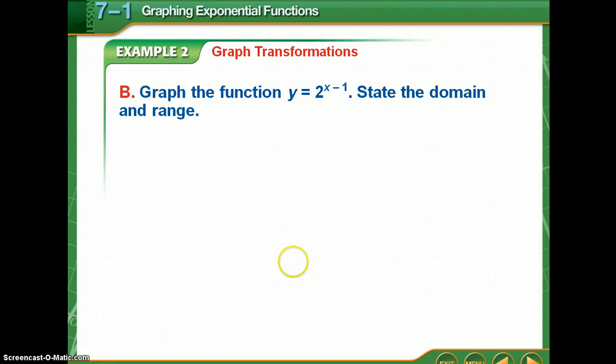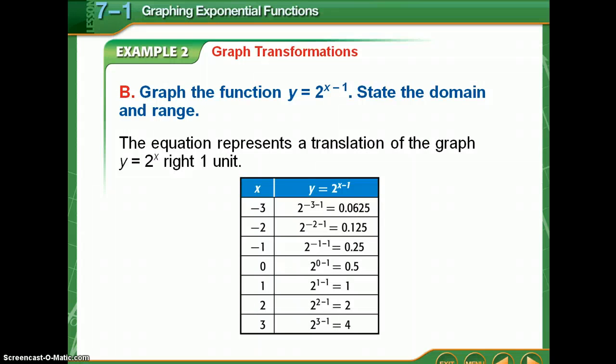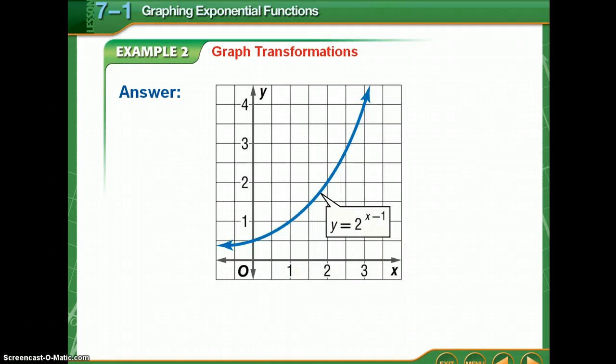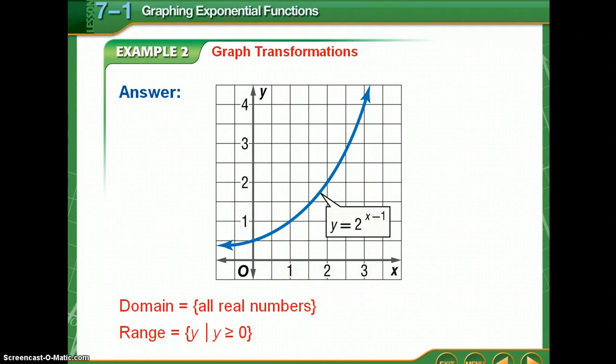Now let's graph the function y is equal to 2 to the x minus 1. This equation represents a translation of the graph. The parent function y is equal to 2 to the x, and it's going to go to the right 1 unit. The domain is all real numbers, and the range is y such that y is greater than or equal to 0.